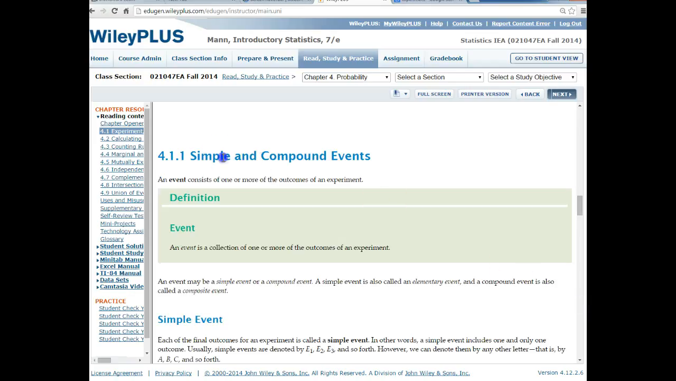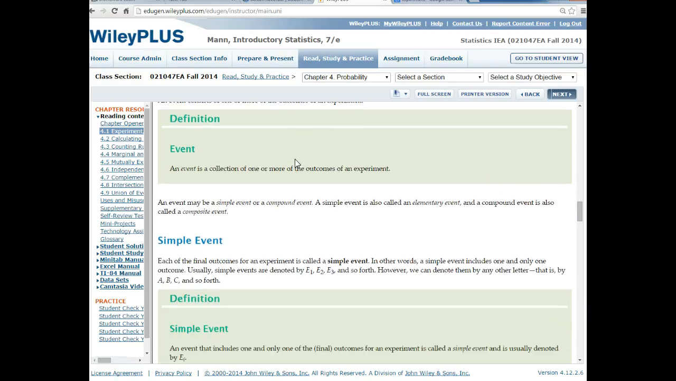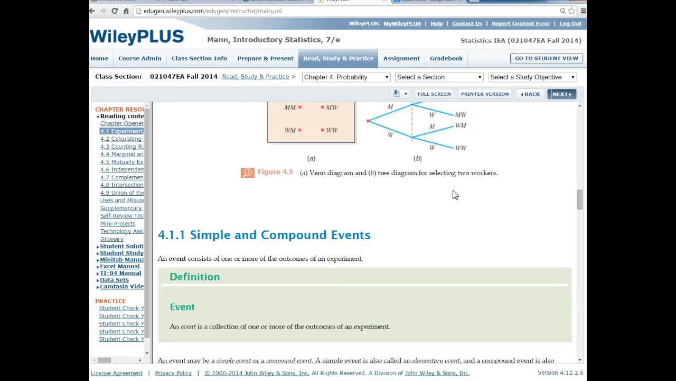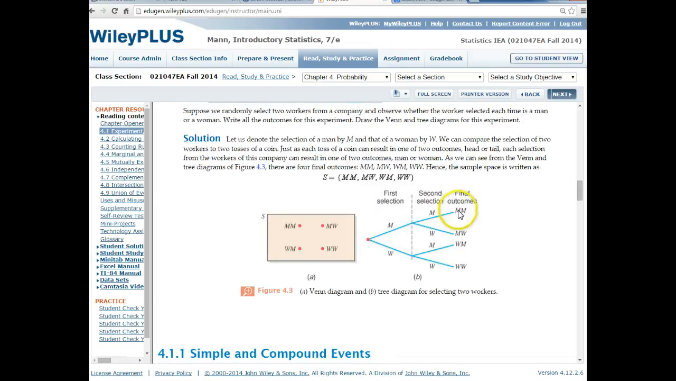Okay, they distinguish between what are called simple and compound events. So we already said that an event is a collection of one or more outcomes of the experiment. Now they distinguish between what they call simple and compound. So an event that includes only one final outcome of an experiment is called a simple event. So in other words, going back to here, what's the sample space here? Here it is, MM, MW, WM, WW. How many subsets are there of this? The formula I gave you will tell you that it's equal to what? 2 to the 4th. 2 to the 4th is what?